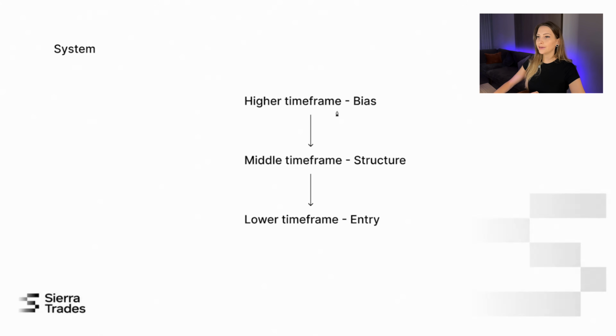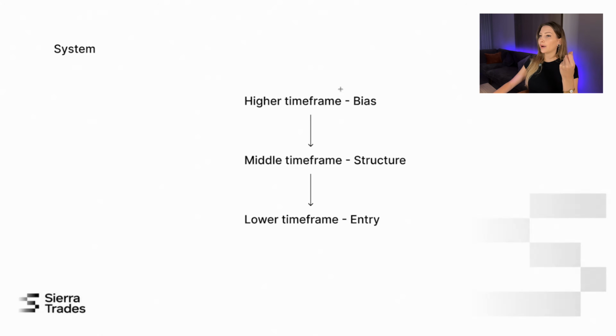So, on the higher time frame, I look for my bias. On the middle time frame, I look for my structure that is aligned with the bias. And on the lower time frame, I look for the entry. That's the whole system. Every concept I'm about to cover sits inside these 3 layers.